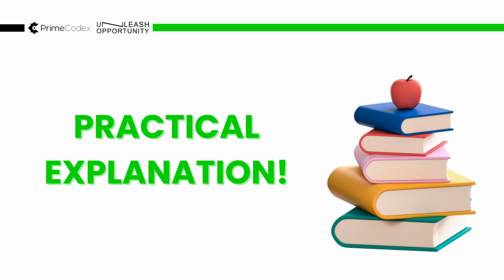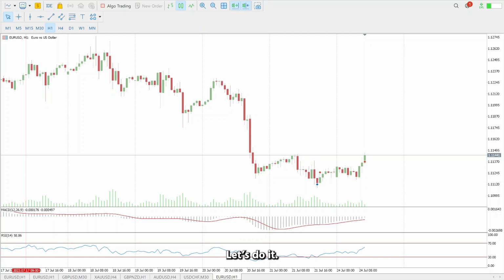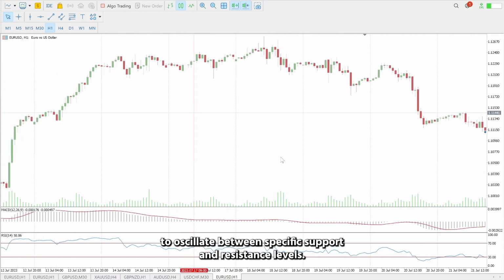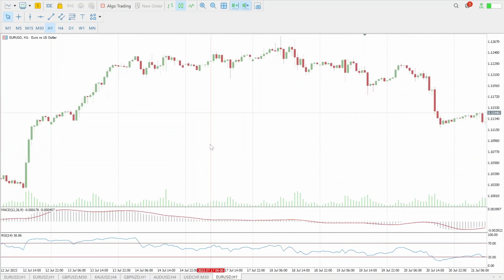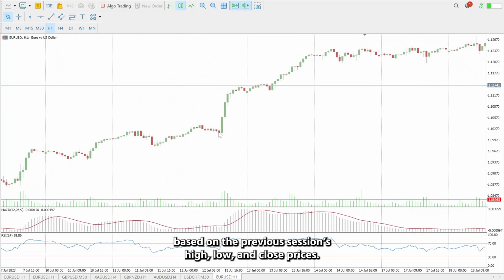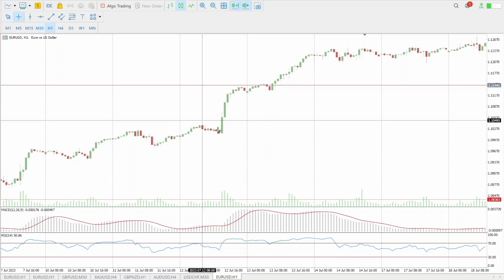Practical explanation. Let's do it. Using range trading strategies with pivot points. First, identify the range. On the chart, locate periods where the price has shown a tendency to oscillate between specific support and resistance levels. Plot pivot points. Calculate the pivot points based on the previous session's high, low, and close price. Plot these levels on your chart.